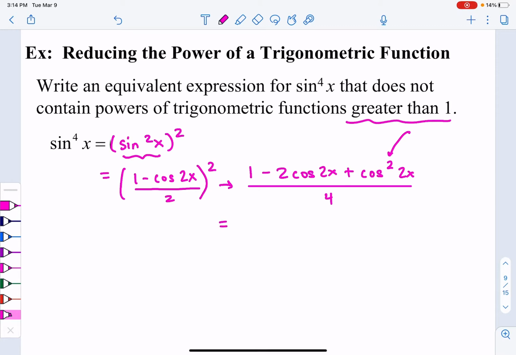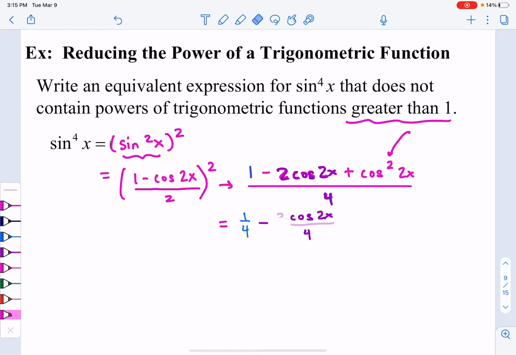This is going to equal, if I have this 1 that divides by 4, I'm going to have a 1/4. Next, I have a minus. I have this 2 cosine of 2x that's going to divide by 4. So I'm going to have a 2 cosine of 2x that divides by 4. Although if I have a 2 on the top and a 4 on the bottom, isn't that the same thing as a 1/2?